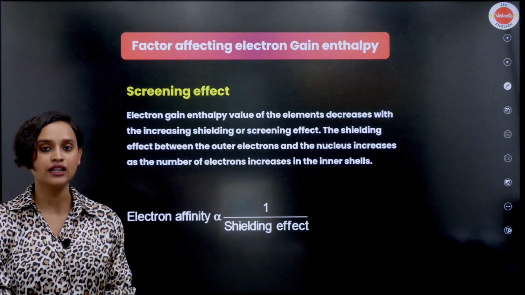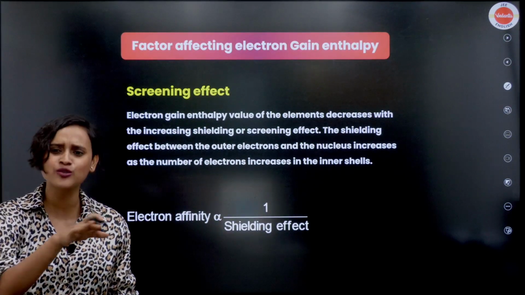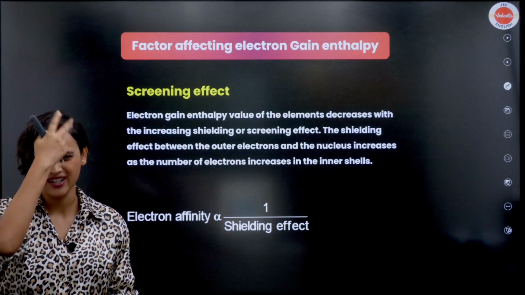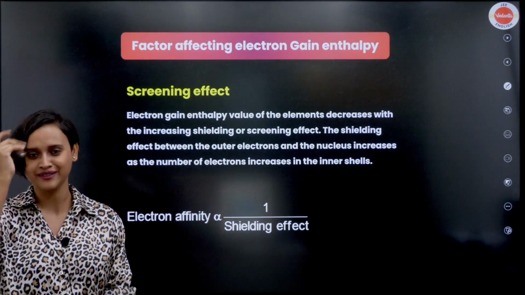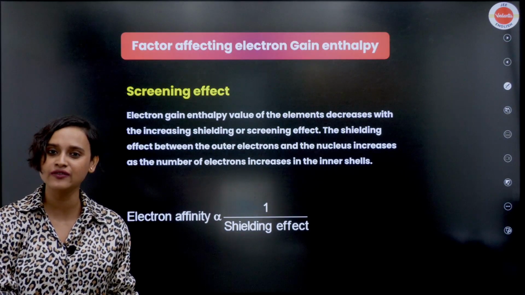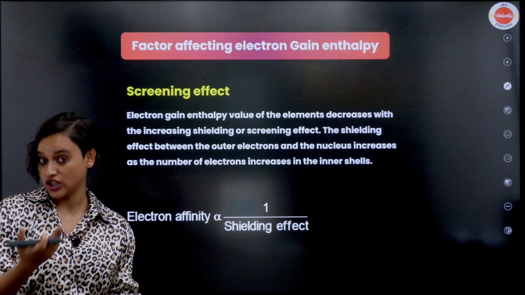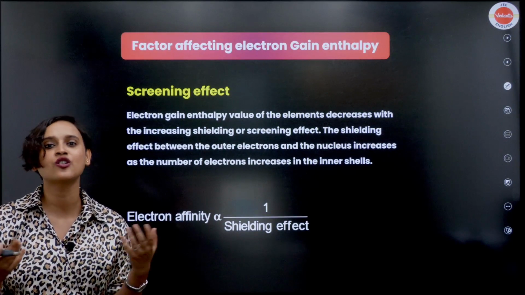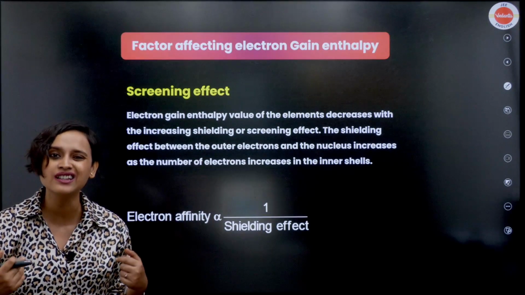Now we go to factors affecting electron gain enthalpy. Okay, the screening effect. Once again, we are doing electron gain enthalpy. Sorry, I see the heading and I'm like, whoa, new thing. Screening effect. Okay, what about the screening effect? As the screening effect or the shielding effect increases, what will happen? The electron affinity will also decrease.